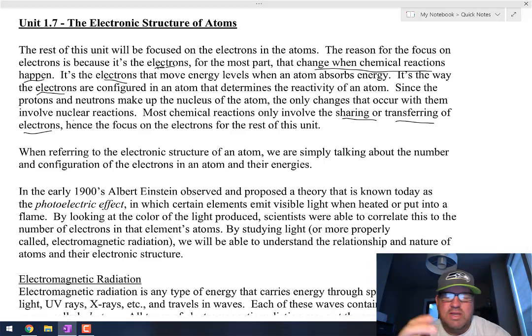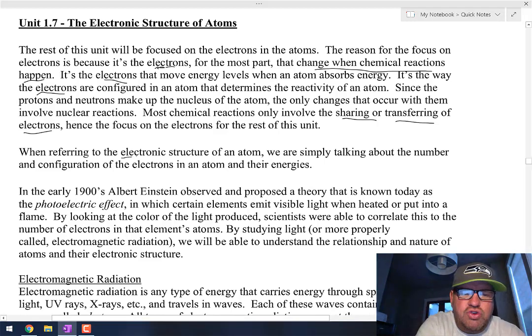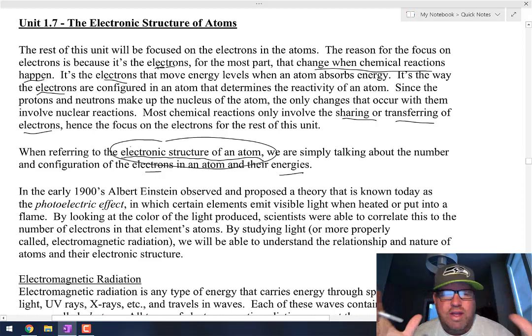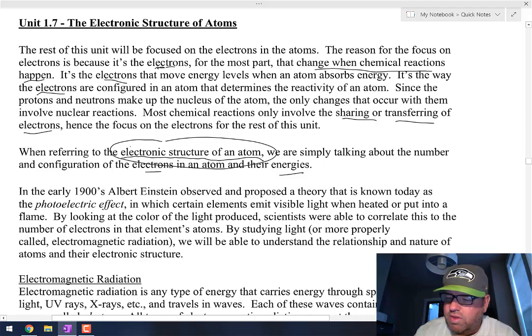Okay, a lot of times, again, we use real fancy words to describe things in science. However, when we talk about the electronic structure of an atom, all that means is we're simply talking about the number and the configuration of the electrons in an atom and how much energy those atoms have. So the electronic structure of the atom is just how the electrons are organized within that atom.